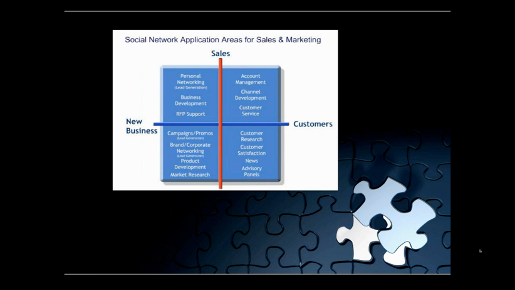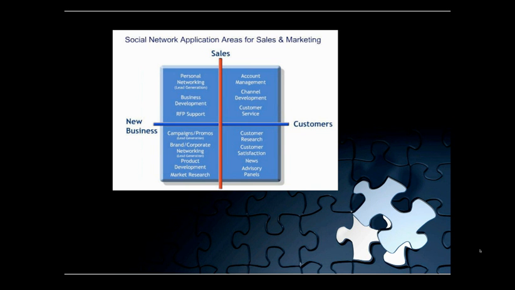So your social network application areas for sales and marketing. You have your sales, you have new business, and then you turn those into customers. So there's a whole way to do this and a whole plan that we come up with for any type of business. And this is how we do it. So we look at your personal networking, your lead generation. We look at how your business has been developed, your branding. We look at your RFP support as well. And then we look at account management, channel development, customer service. All of this is encompassed into sales.